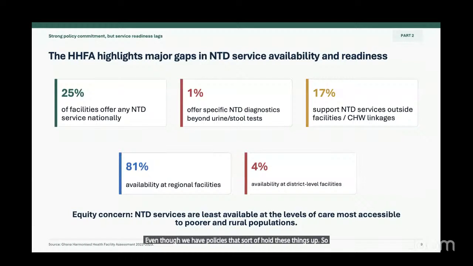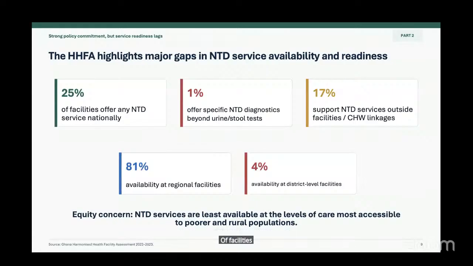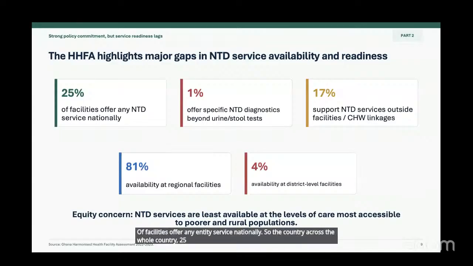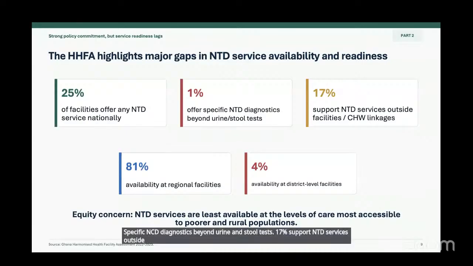So, for example, we see that only about 25% of facilities offer any NTD service nationally. So across the whole country, 25% of facilities offer some kind of NTD services. And 1% of these facilities offer specific NTD diagnostics beyond urine and stool tests. 17% support NTD services outside facilities, so community outreach and all of those other services outside the facilities. Only 17% of facilities support this.